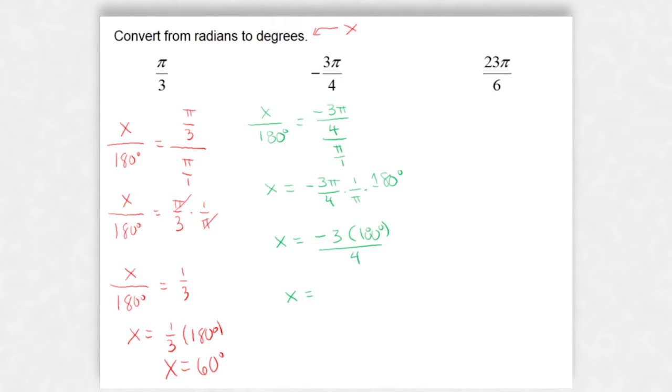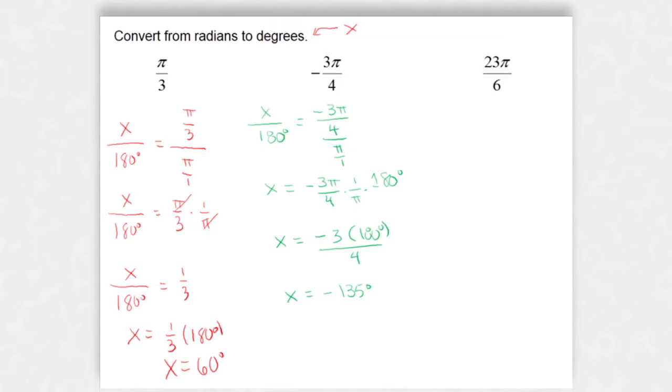That is equal to negative 540 divided by 4, which would be negative 135. And one way I could have found that is by saying 4 goes into 180 45 times, triple it, negative 135. One more and then we're done.